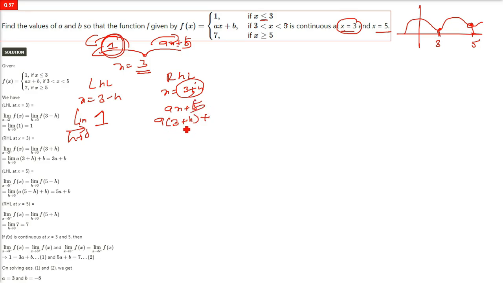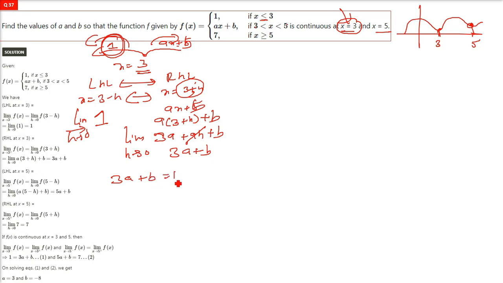Now this a, you can multiply: 3a plus ah plus b. Now just apply the limit here, h tends to 0. When you apply the limit, it will be 3a plus b because ah will be 0. Now you have to equate the left hand limit and right hand limit. So 3a plus b is equal to 1. This is your first equation from x equals 3.